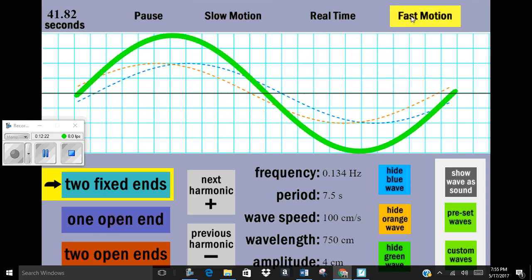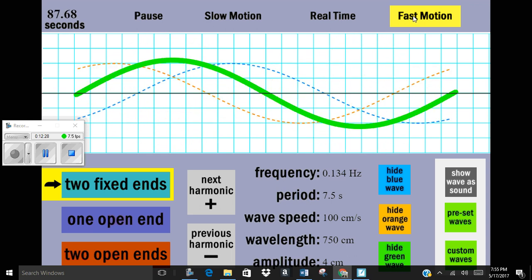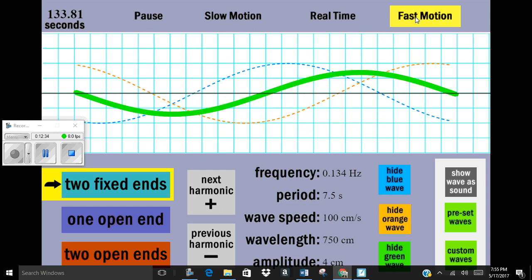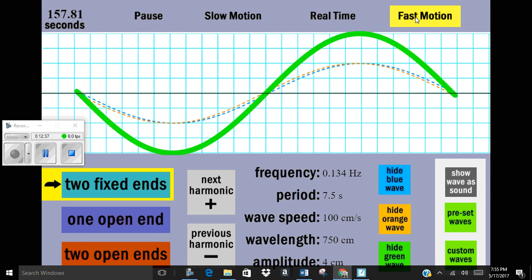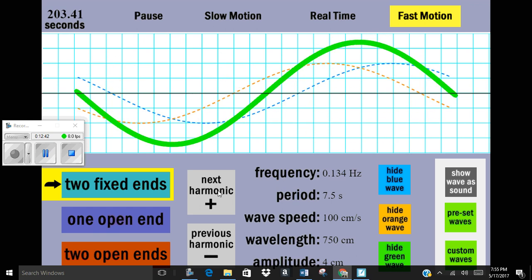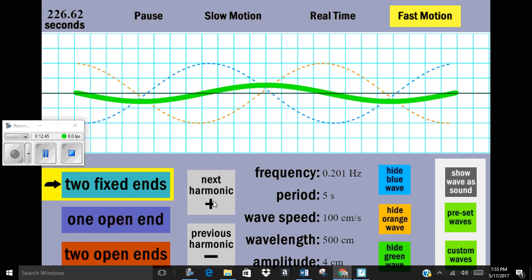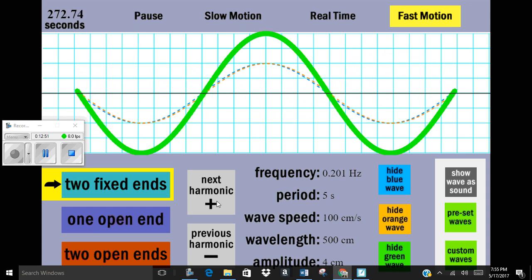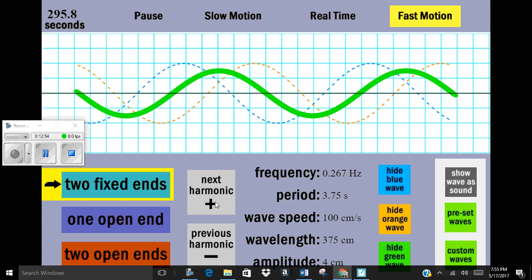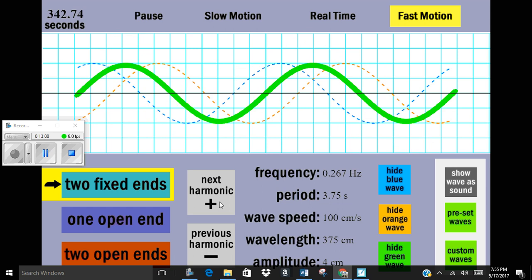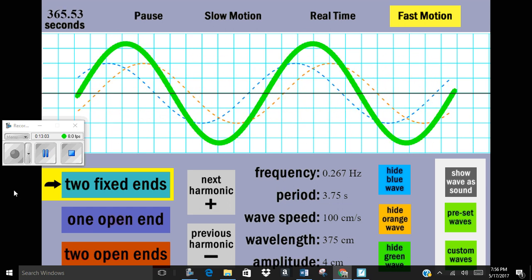And so when I go to fast motion, the green line will look like it's staying in one spot, even though the orange and blue waves are superpositioning each other to cause constructive and destructive interference. That is how a standing wave works. If I move this on to the third harmonic, that green wave looks like it's staying in spots due to constructive and destructive interference, and there's the fourth harmonic. This animation is attached to your Schoology page as well, so you can play around with that as well.